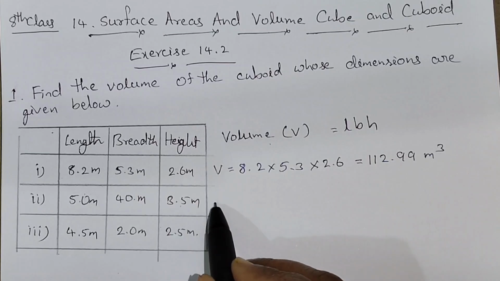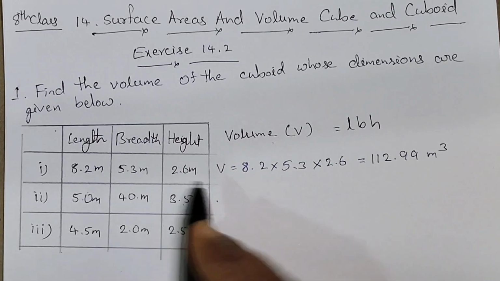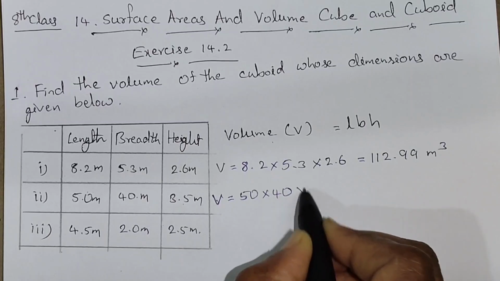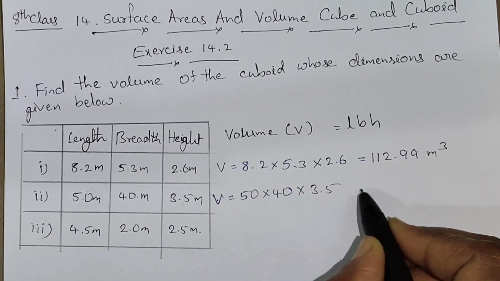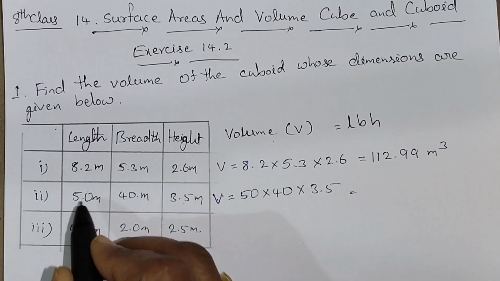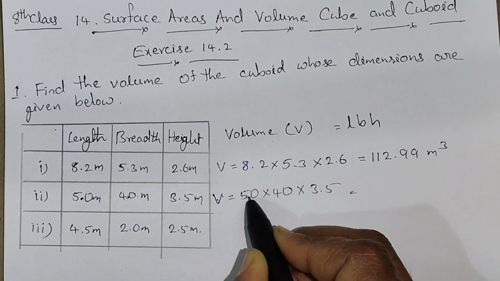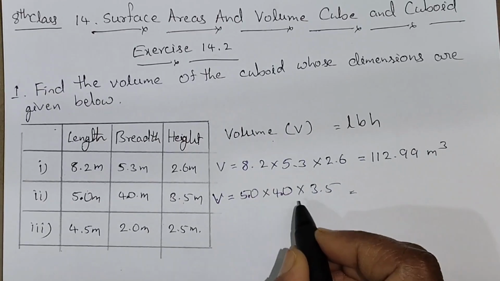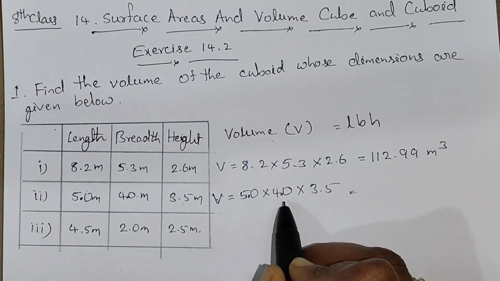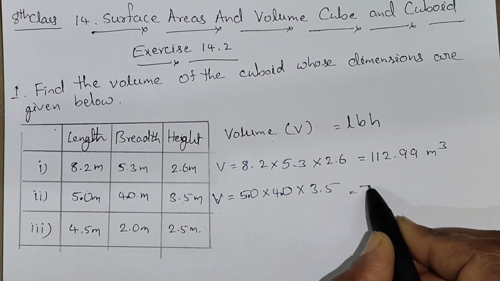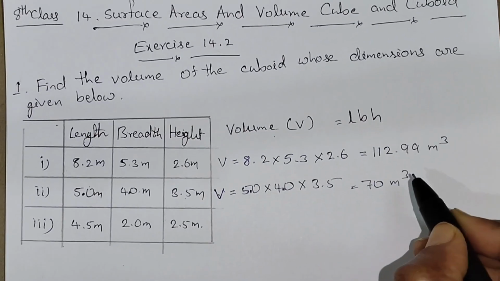Next, the second answer. Here V equal to, we write 50 into 40 into 3.5, LBH. So 5 4s are 20. Here 5.0, 4.0. 5 4s are 20. 20 into 3.5 means 70 meter cube is the answer.